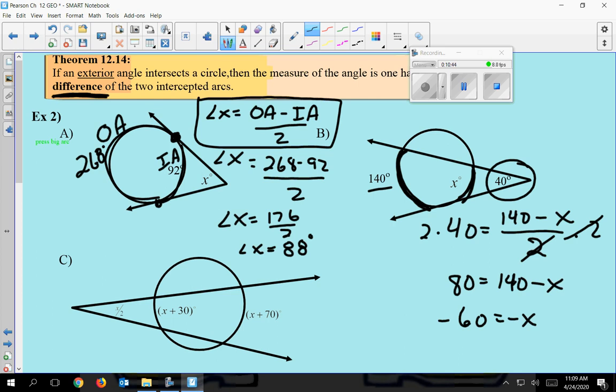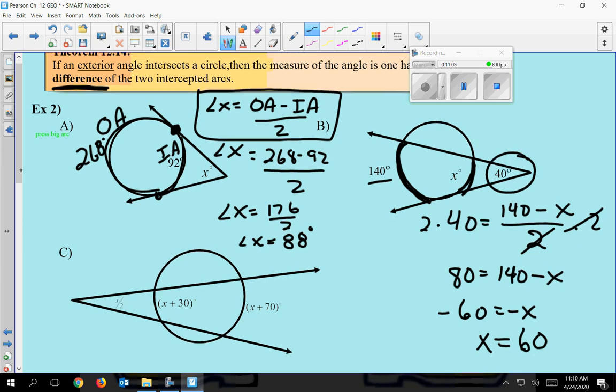So I subtracted 140 from both sides to get negative 60 equals negative x. X can't stay negative, so I multiply both sides by negative 1, and I get x is 60. Okay. All right, so there you go on those.